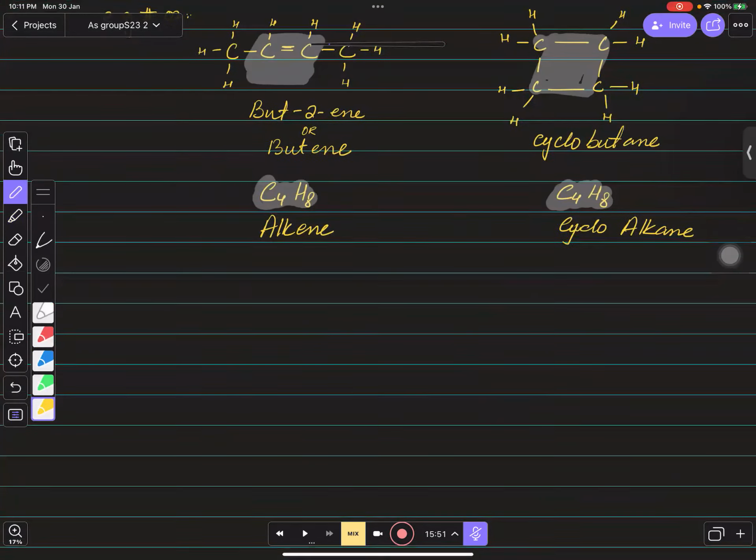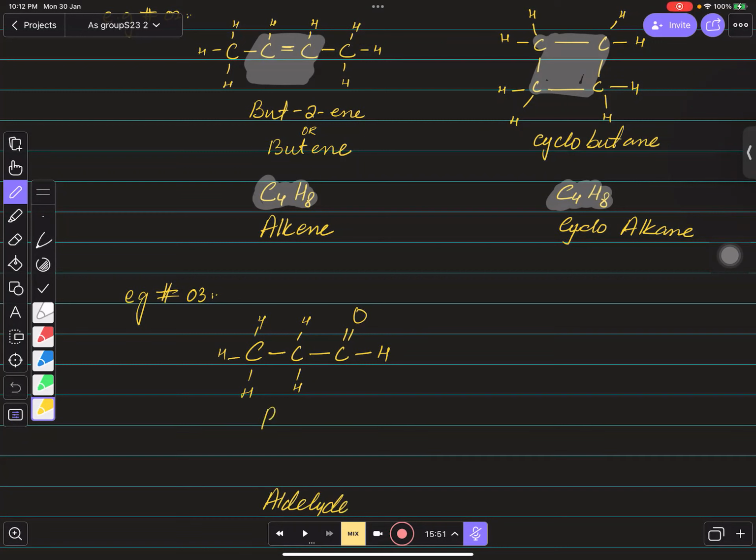Yes. Then example number 3. Just look over here. One more example, bacho. Suppose we have this compound. What is this? This is one of the compounds known as aldehyde. This is a part of the aldehyde family.